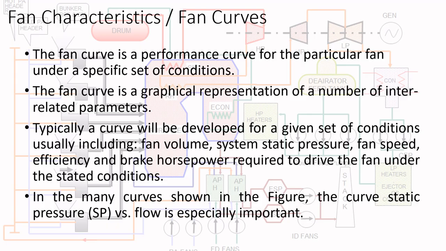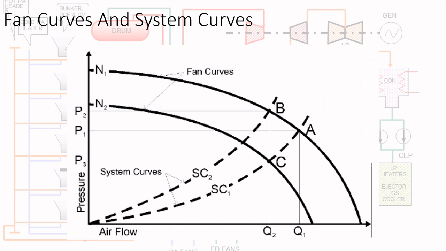These are the fan curves and the system curves. The dotted curves are the system curves, and the dark lines are the fan curves. The fan curves are drawn at a particular speed, sometimes N2, sometimes N1, so at different speeds. And Q1 and Q2 are the air flows. So you can see here how the pressure depends on the airflow. It varies with the airflow, the speed, or the system resistance. So these are the fan curves and the system curves together.